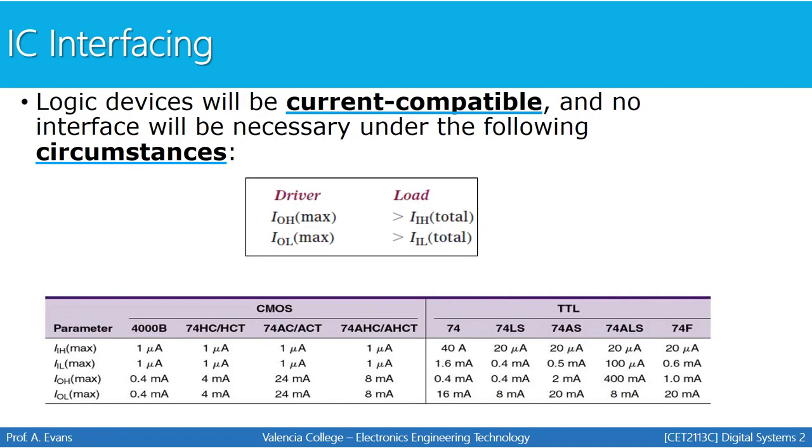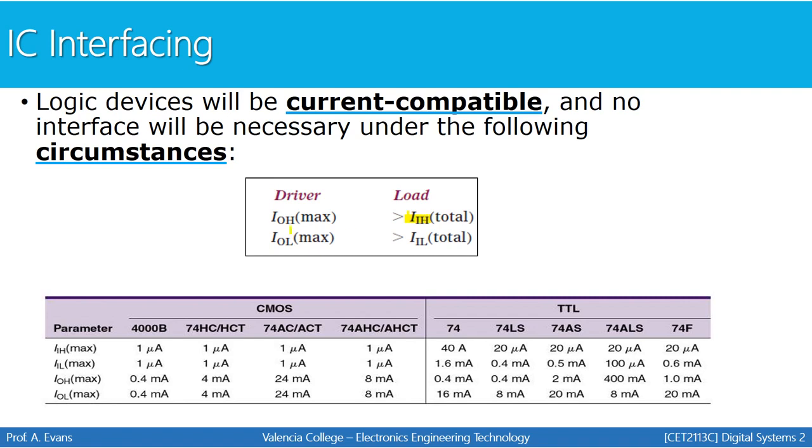We also are going to consider whether devices are current compatible, and this is how we'll determine that. If the high level output current for the driver is bigger than the high level input current for the load. Think about the fact that the high level input current for the load is going to be a certain amount. The driver has to provide enough to drive that load. That's why the high level output current needs to be higher than what the input is requiring. Just remember too, in the low state, we still have the idea of current sinking.